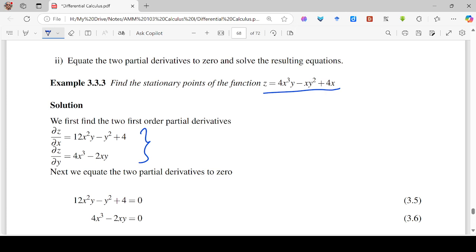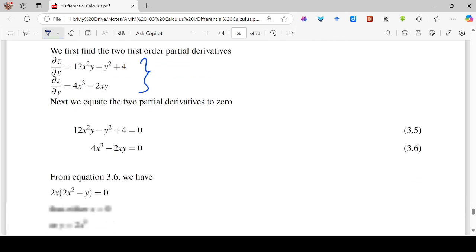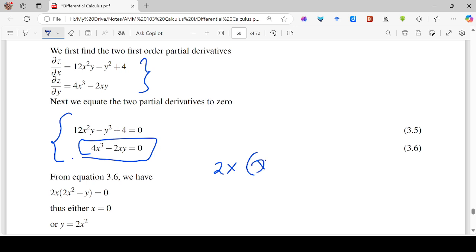So the next thing we are going to do is equate these two partial derivatives to 0. So we form two equations in two unknowns, x and y. So the problem is now to solve these two equations. Here, we may start with the second equation, equation 3.6, which we can write as 2x times (2x squared minus y) equals 0.